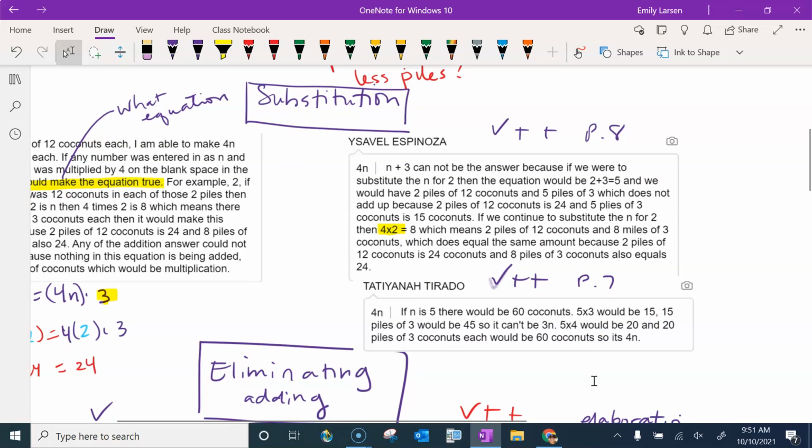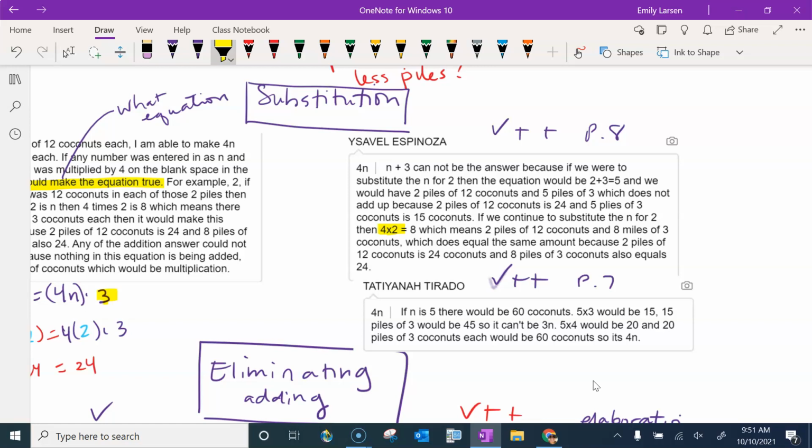Here's a pretty short one and still received full credit, more than full credit, 2 extra points, check plus plus. If n is 5, there would be 60 coconuts. 5 times 3 would be 15. 15 piles of 3 would be 45, so it can't be 3n. Okay, so they eliminated 3n.